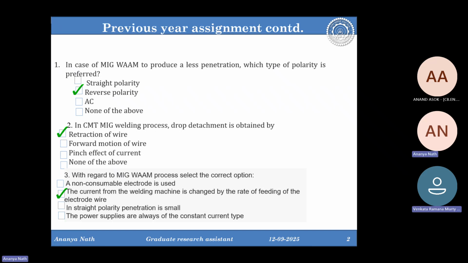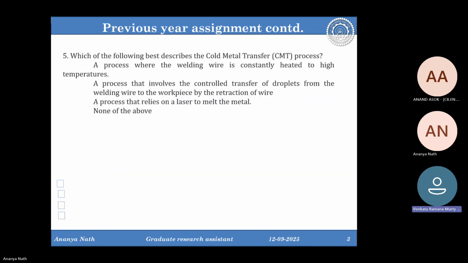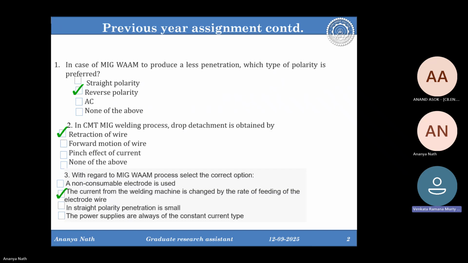Non-consumable is obviously not true. Penetration is not more in reverse polarity here. Actually, the power supply is of constant voltage. We are putting the voltage in MIG, whereas in TIG it's like the background current and the peak current concept. Current from the welding machine is changed by the feed rate of the electrode wire. Yes, if the feed increases, obviously the current we need to increase.